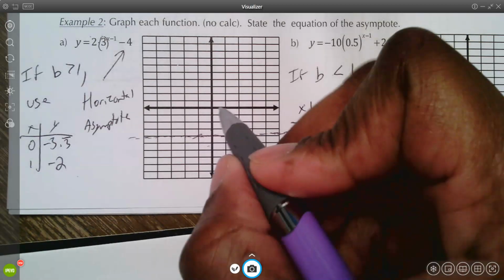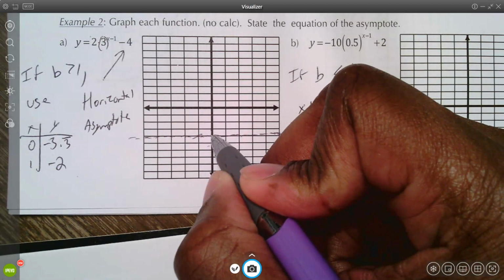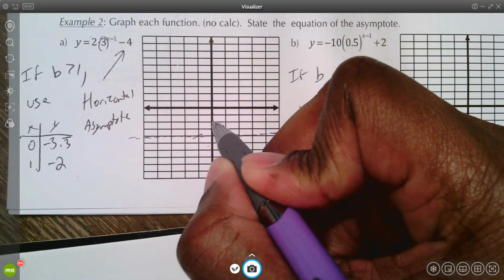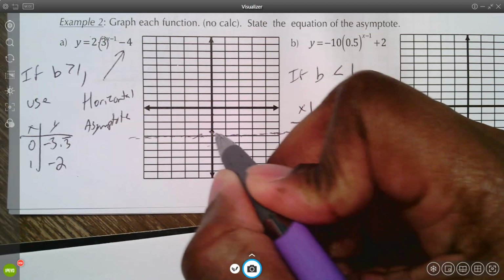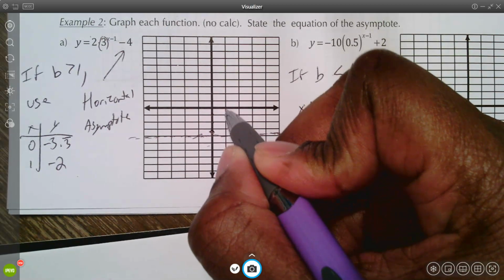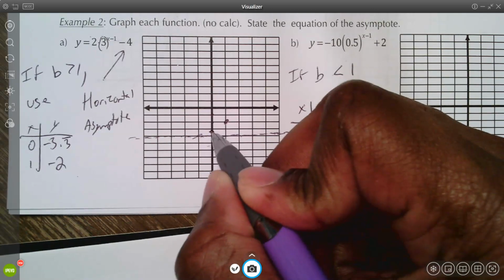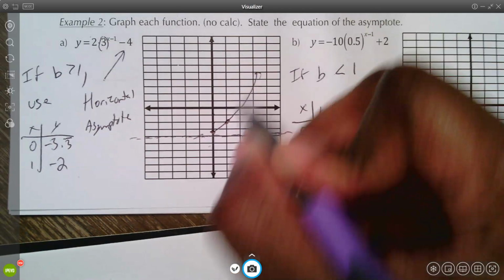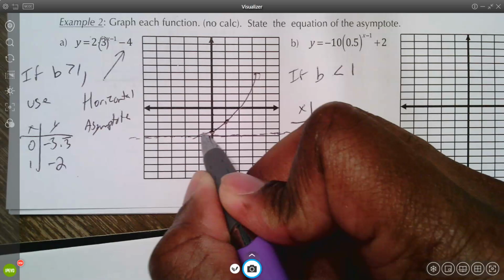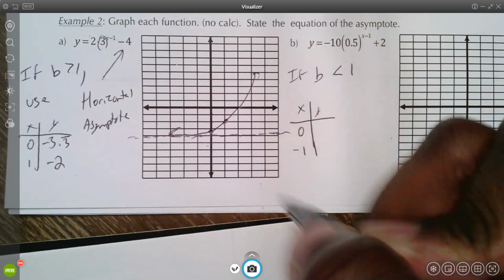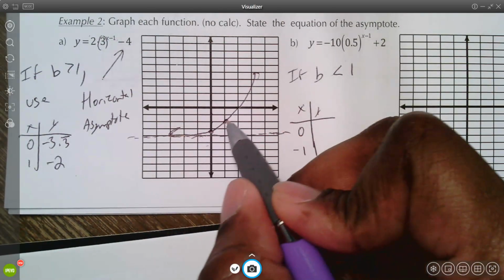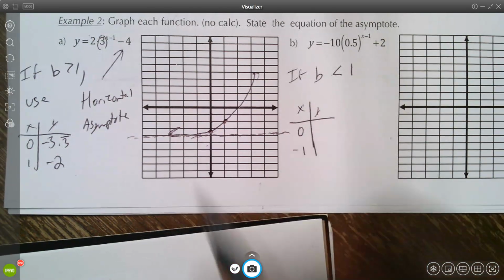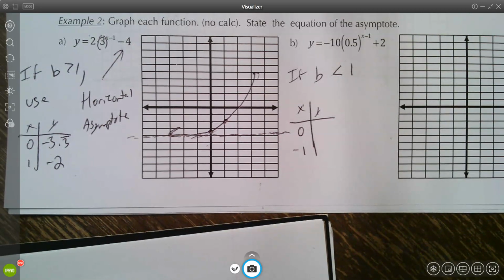So now to have that, one point was (0, -3.3), so it's about 1, 2, 3, and it's roughly here. And then (1, -2), so it's here. I'm going to connect those dots going upwards. And then we'll connect these dots where it looks like it asymptotes there. I don't actually go through that line. I just make it become that line, which was -4. So I've graphed it. And that's it.